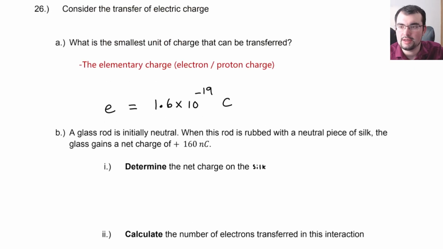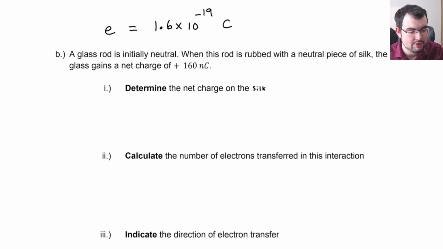And when you're charging things, charge can't vanish. We've talked about that before with the circuit unit. So any charge gained by one object must have gone to the other. So what's the net charge on the silk here? Well, if the rod gained plus 160 nanocoulombs, the silk must have lost that many nanocoulombs. So it's going to be negative 160 nanocoulombs for charge conservation.